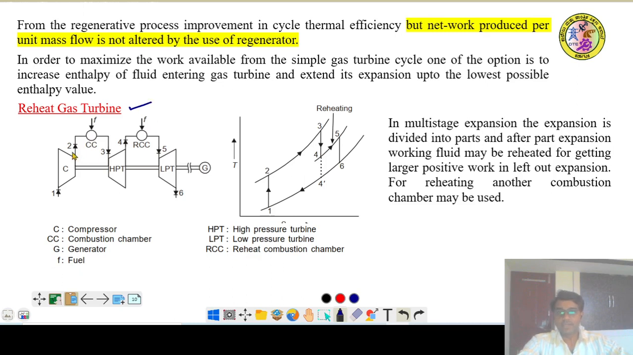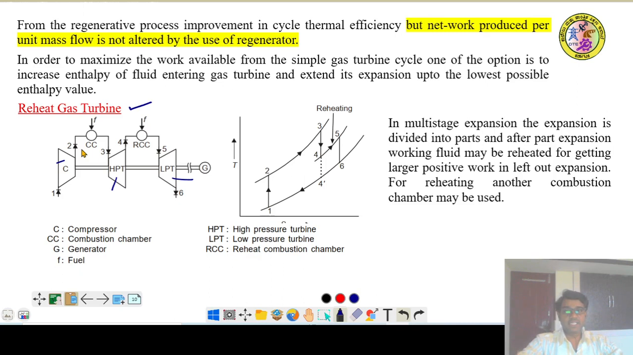You can observe here, from 1 to 2 is the compressor, this is the high pressure turbine, this is the low pressure turbine. 1-2 is an adiabatic compression process, where the pressure is increased. After that, we supply the fuel to the combustion chamber, where it takes the heat, and the gas is expanded in the turbine.